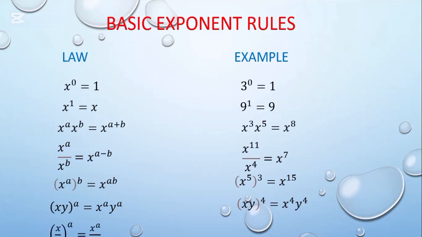Then the next rule is, here we have a quotient. We have (x over y) all to the power of a. Then this is the same as what? x to the power of a divided by y to the power of a. And the example we have here is (x over y) to the power of 6, which is the same as what? x to the power of 6 divided by y to the power of 6.